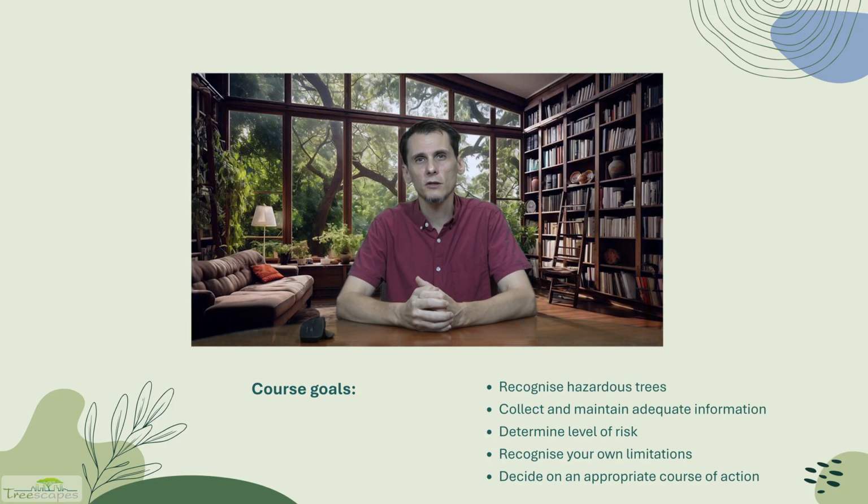So the goals of this course are to recognize hazardous trees, to collect and maintain adequate information on those trees if required, to determine the level of risk, so whether you should act on it or not, or whether there is any risk at all, to recognize your own limitations. Like sometimes there are things that are not obvious to the beginning tree inspector, for example, and you might need to refer to other people. And finally, to decide on a course of action that is appropriate for the result that you're finding.